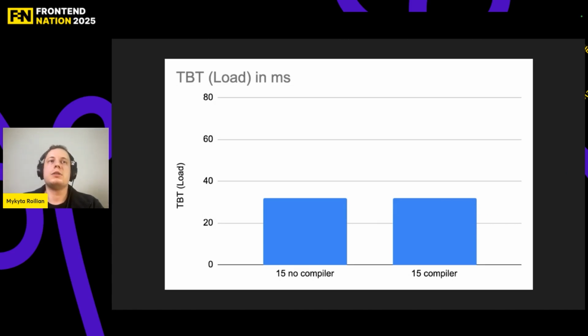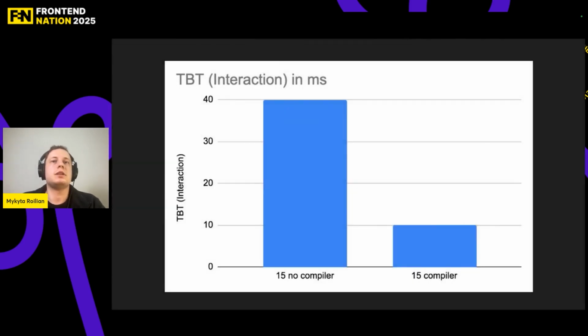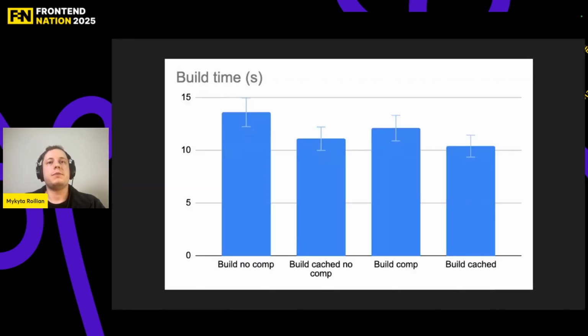Total blocking time on load was also the same, even no delta. It was always at 30 milliseconds. But interactions are getting faster with Compiler, and total blocking time is getting faster with Compiler, which is pretty consistent with what we saw overall. So yeah, even in Next.js, you can start using Compiler today, which is pretty great.